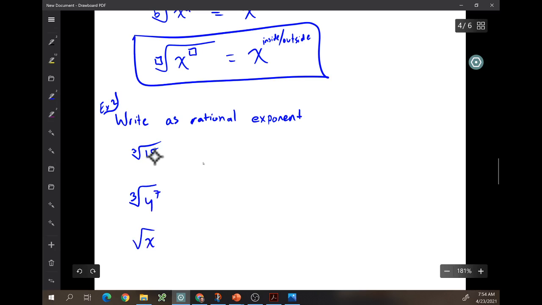So cube root of 15, that's 15 to the first power. There's no number there, so the inside power is 1. The outside power is 3. That's the answer. Here, y, the inside power is 7. The outside power is 3. And here, they didn't write either one, just square root, okay? The inside power is 1. The outside power, if there's nothing there, is a 2. So this will just be x to the 1/2.